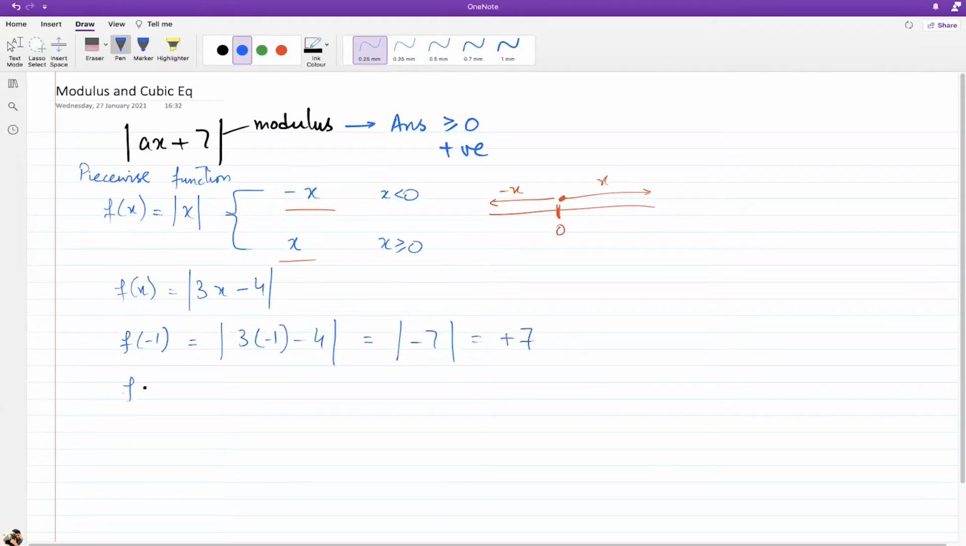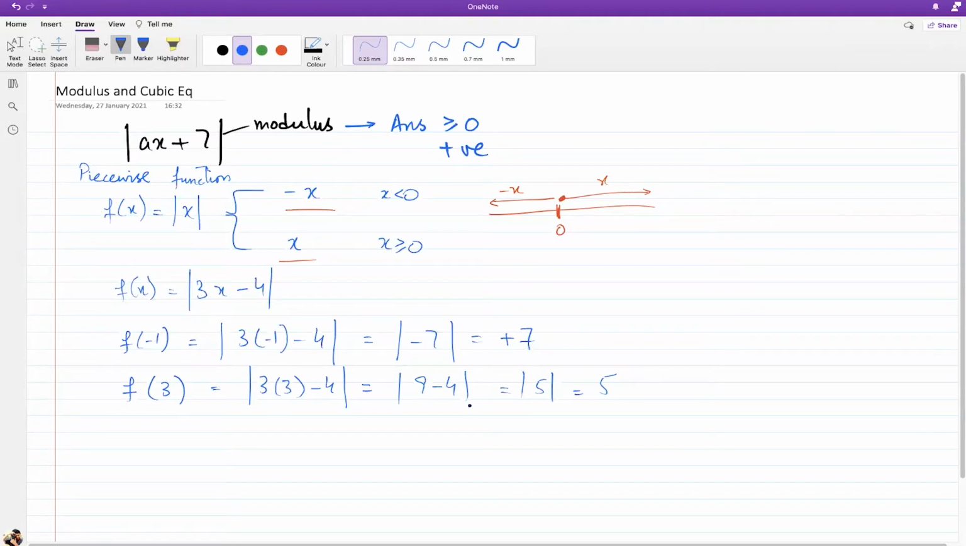Similarly, if I had f of 3, then I'll get 3 times 3 minus 4, which is 9 minus 4, which is 5, right? And mod of 5 is still 5, because the mod is telling me that if it is greater than 0, leave it as it is.